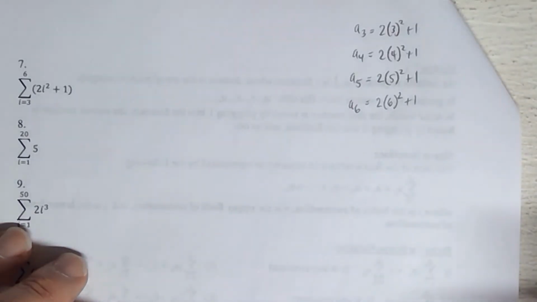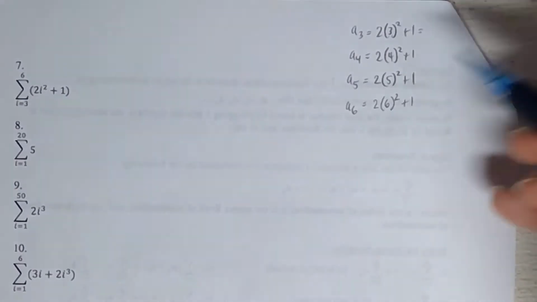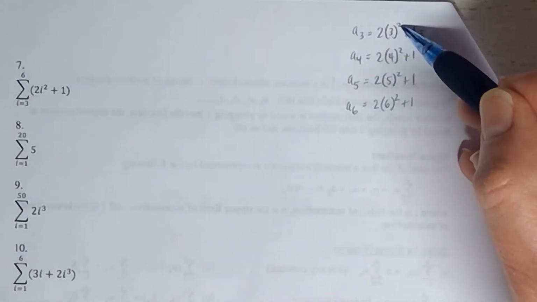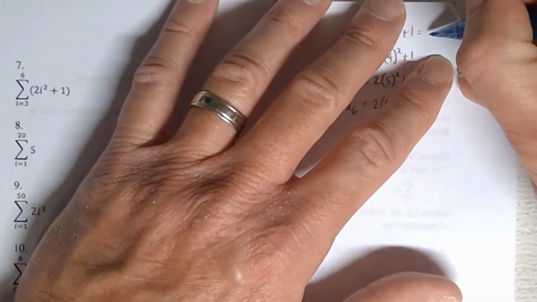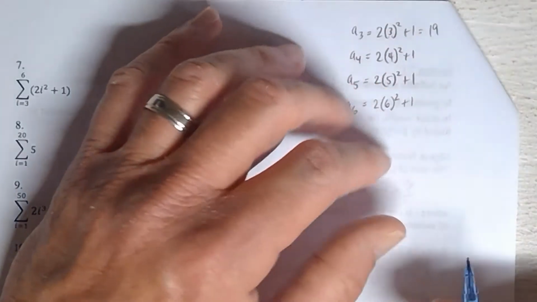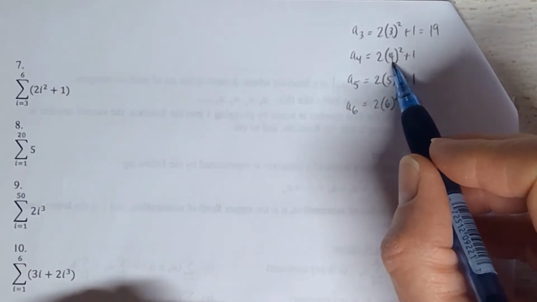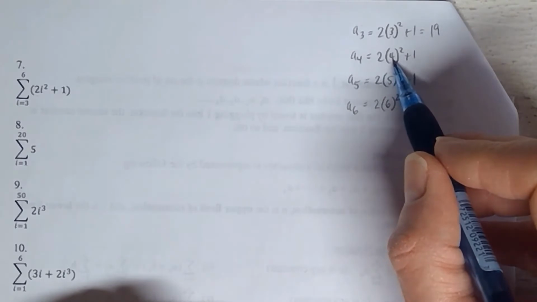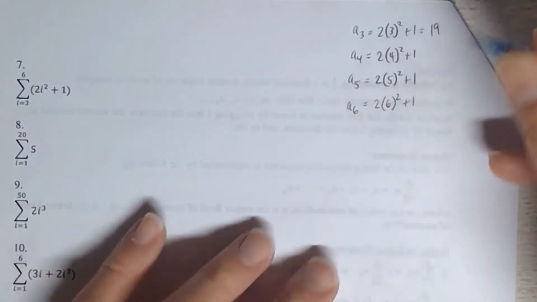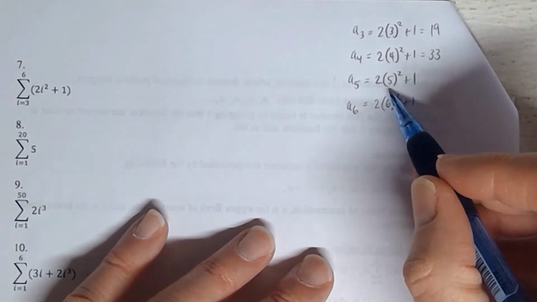So we plug in 3, 4, 5, and 6, like I said. If we do order of operations on this, exponents come first. So we get 2 times 9 plus 1. 2 times 9 plus 1 is 18 plus 1, which is 19. Next one, exponents first, so we get 2 times 16. We multiply that, it's 32. 32 plus 1 is 33.